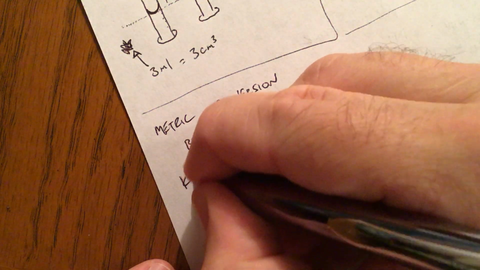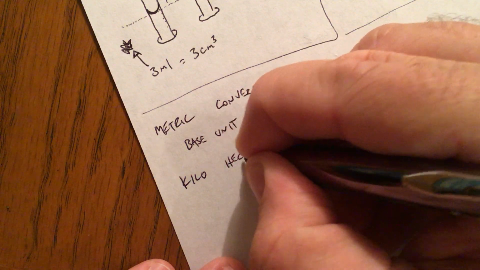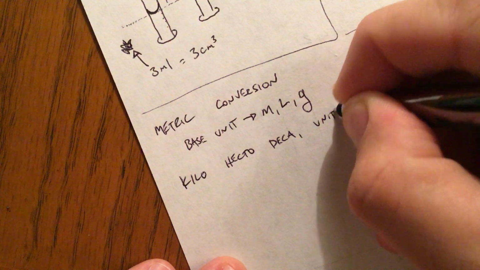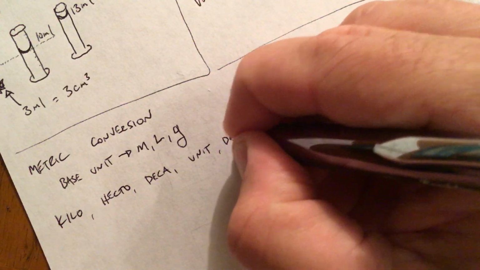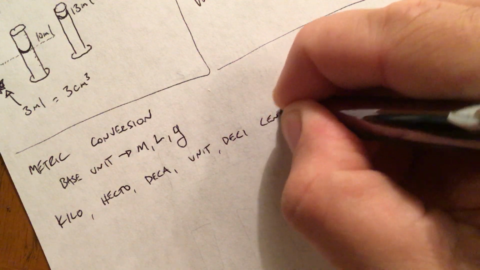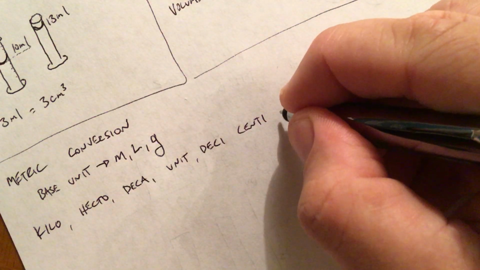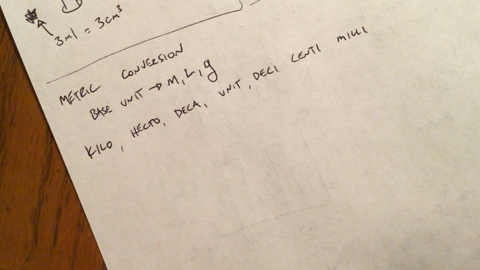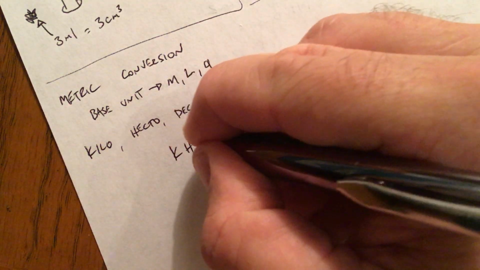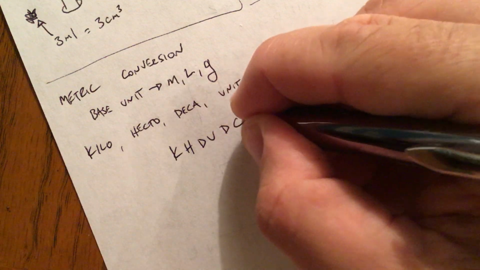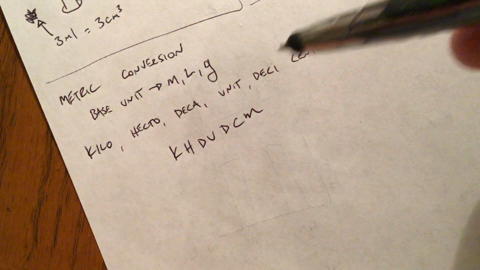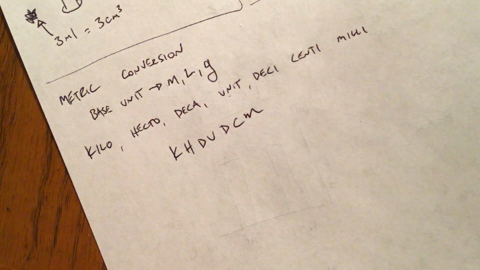Your prefixes are kilo, hecto, deca, I'm going to put unit in there for base unit, deci, centi, and milli. And there's a mnemonic phrase to help you remember that. King Henry doesn't usually drink chocolate milk. And that's for kilo, hecto, deca, unit, base unit, deci, centi, milli.